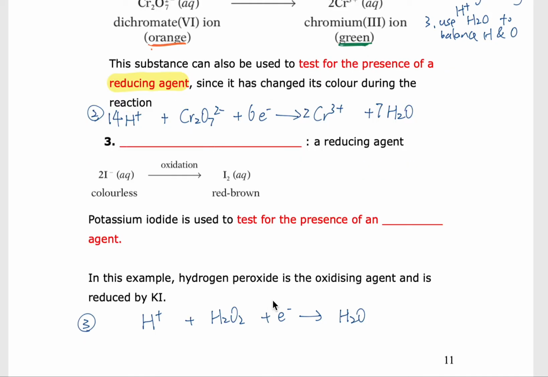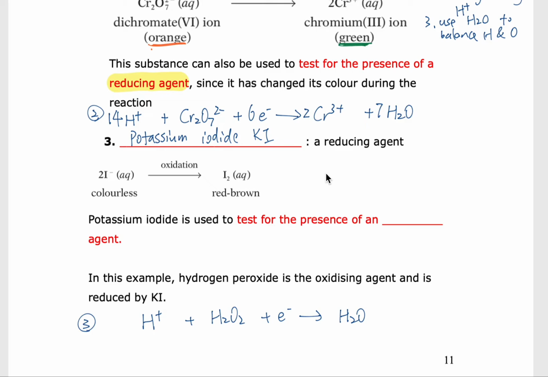Moving on to the last oxidizing agent, potassium iodide, KI. Sorry, this is not an oxidizing agent, this is a reducing agent. Why is it a good reducing agent? As we saw in the previous lesson, an iodide ion does not hold on to the electron very well. It can easily give away the electron to somebody else. So it will be oxidized to I2.